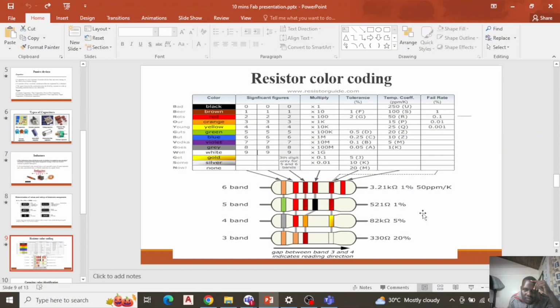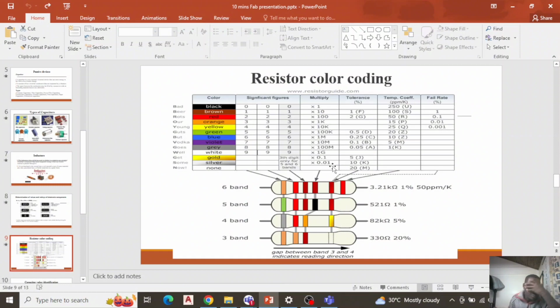So if the color is gray, you go to the resistor color coding. Gray is 8, then you write 8, then you go to red. Red is 2, then you go to the yellow one. The yellow one represents the power factor of that resistor. In this case, yellow is 10 raised to 4. So it is 82 times 10 raised to 4. Then the tolerance of gold is 5 percent. That is what I understood.